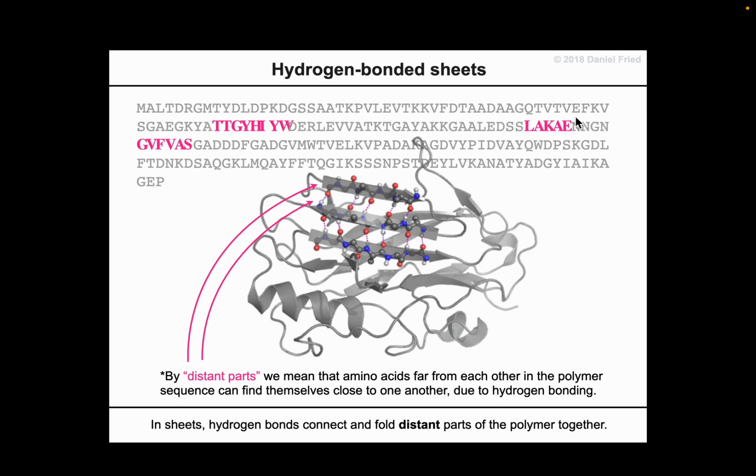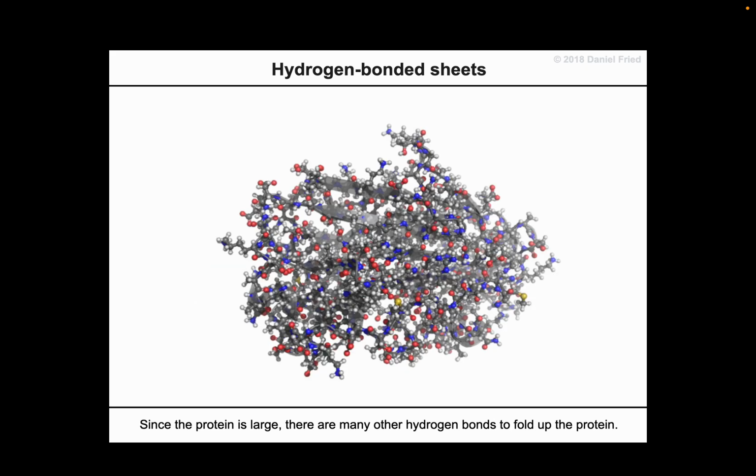Now, this one is my favorite out of these. So look, there's a beta sheet here, a small one here, one here. They're like everywhere. Since the protein is large, there are many other hydrogen bonds to fold up the protein. Now, this is a really sort of complicated mess.